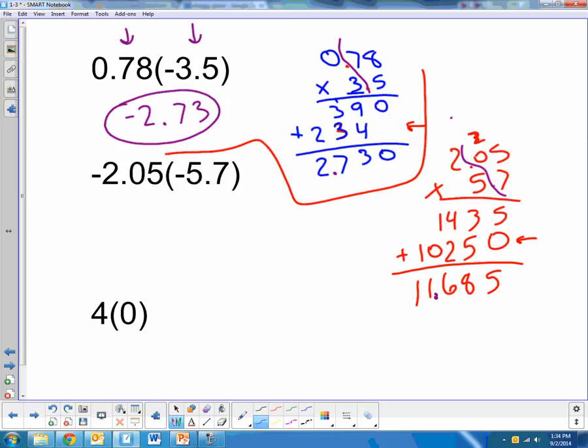Sure, that seems reasonable. We should be able to say that, yes, that's a reasonable answer, or no, there's no way that's possible. 11.685 seems like a reasonable answer.